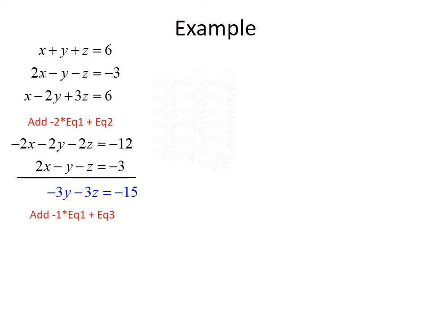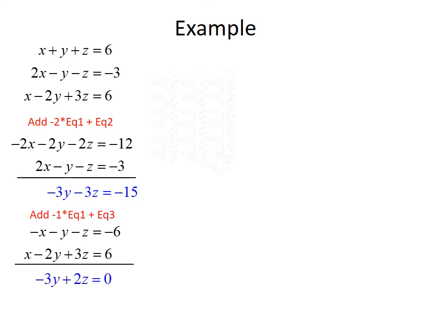Next, we'll use the elimination method on a different two equations to eliminate x. So we'll multiply the first equation by negative 1 and add it to the third equation. This gives us negative x minus y minus z equals negative 6. X minus 2y plus 3z equals 6. We add the equations together. Negative x plus x gives us 0. Negative y plus a negative 2y gives us a negative 3y. Negative z plus 3z gives us 2z. And negative 6 plus 6 gives us 0. So we're left with the equation negative 3y plus 2z equals 0.